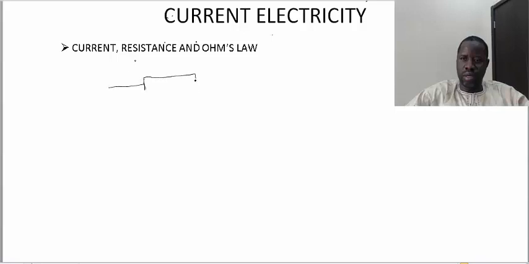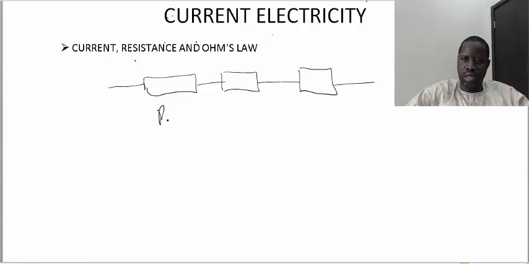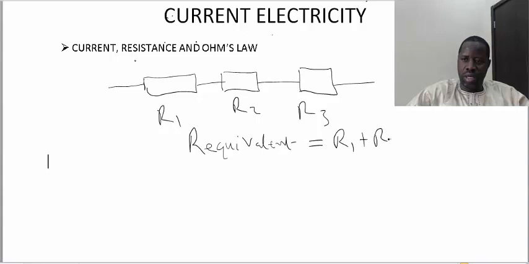of connecting our resistor. This is a symbol of a resistance. So we have a resistor, resistor 1, resistor 2 connected in series. This is R1, R2, R3. If we have them connected in series this way, the overall resistance, that is the equivalent resistance of these three, is going to be R1 plus R2 plus R3. This is the R equivalent of the R1, R2, R3 in series.